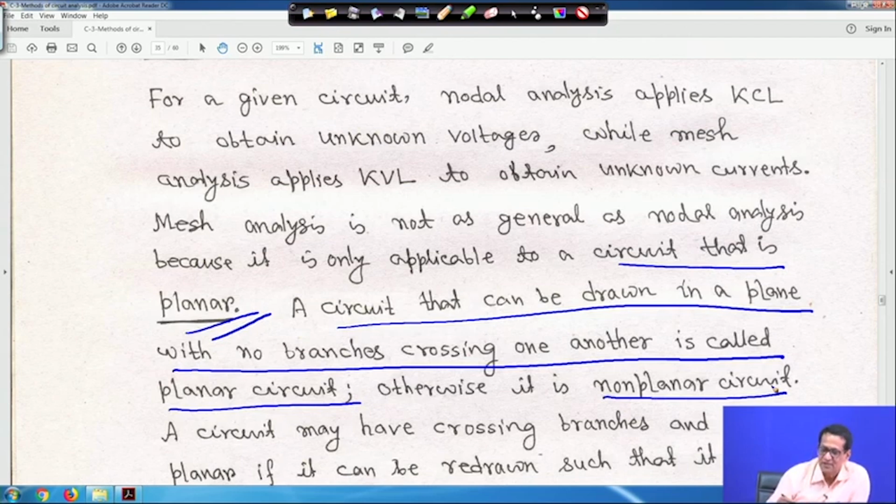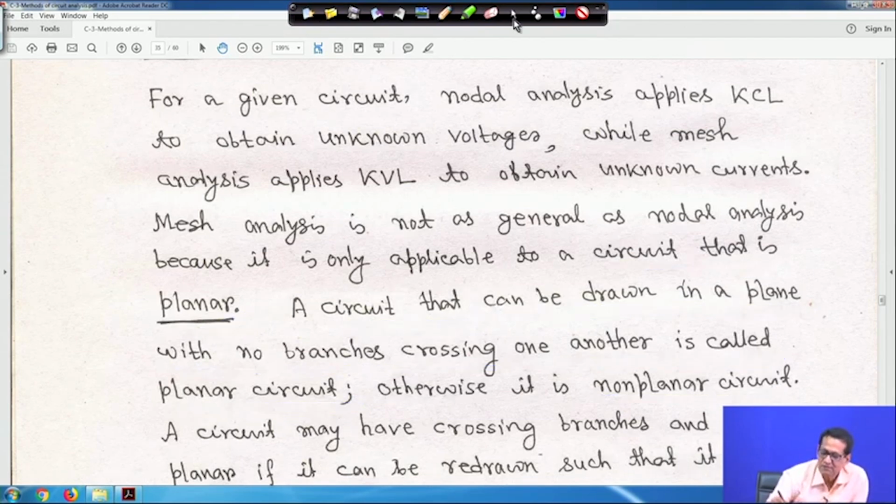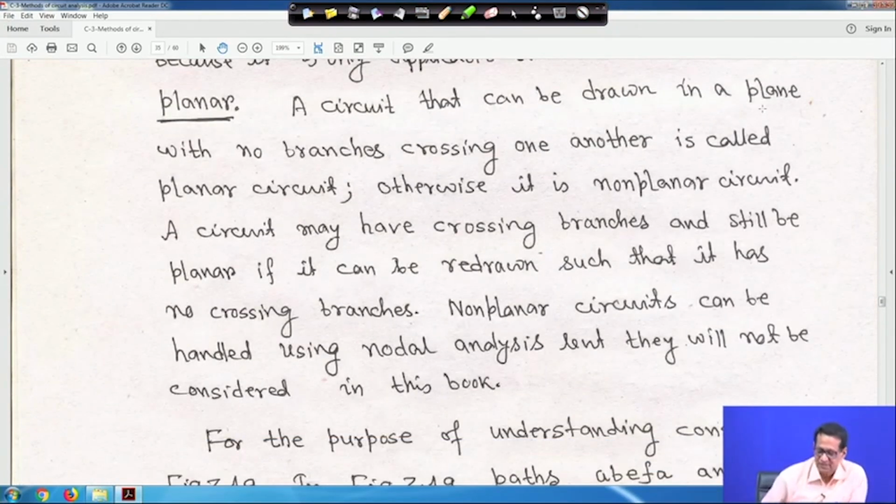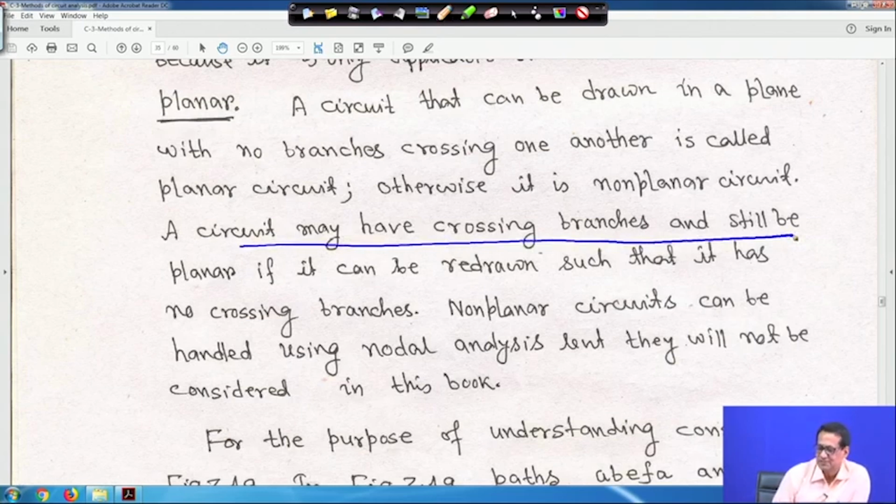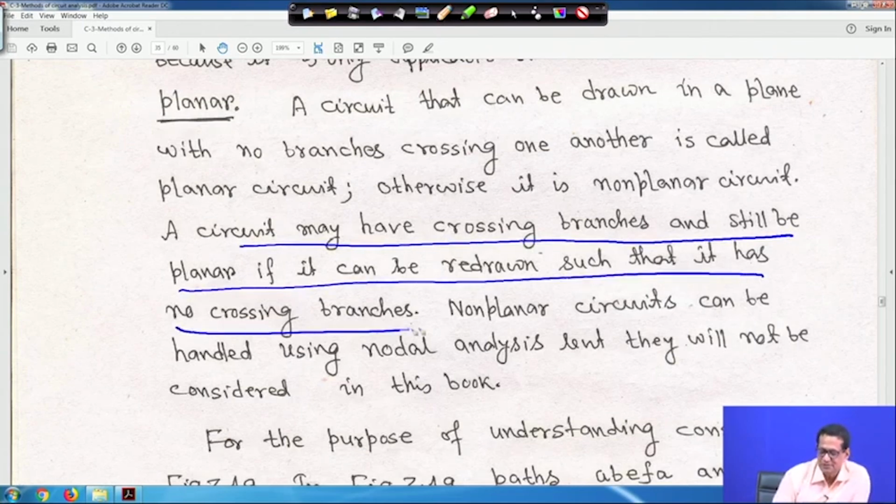Let me clear it. We will move a little bit up, right. A circuit may have crossing branches but still be planar if it can be redrawn such that it has no crossing branches. Suppose a diagram is given with crossing branches, but if you can redraw it such that there are no crossing branches, then the circuit may be planar, right.